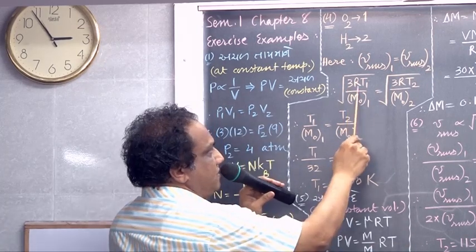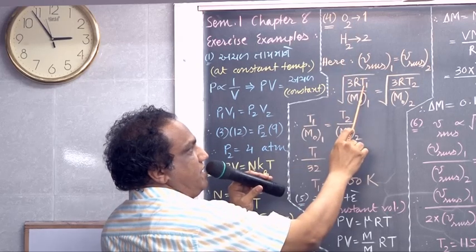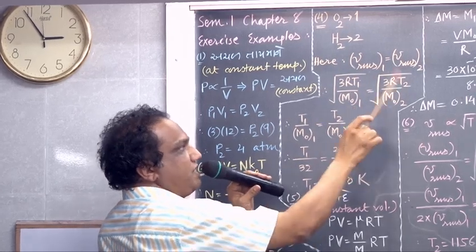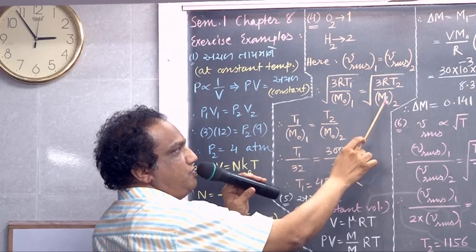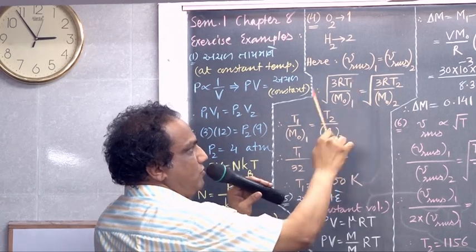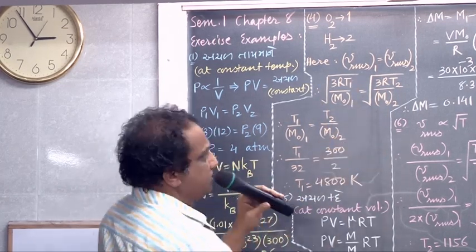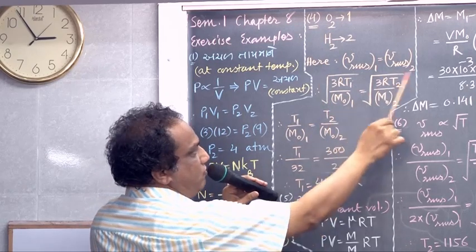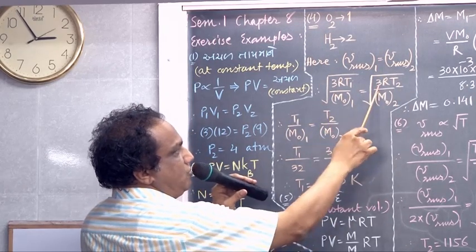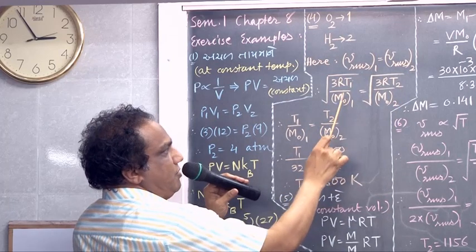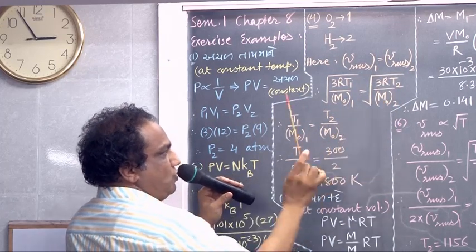But 3R is constant. For the first gas, let it be T1 and M01. For the second gas, let it be T2 and M02. Take the square on both sides, so the square root will vanish, and 3R also gets cancelled. So T1 upon M01 equals T2 upon M02.